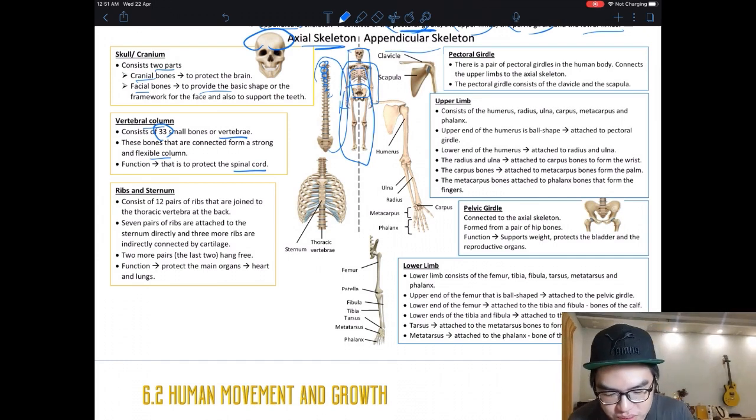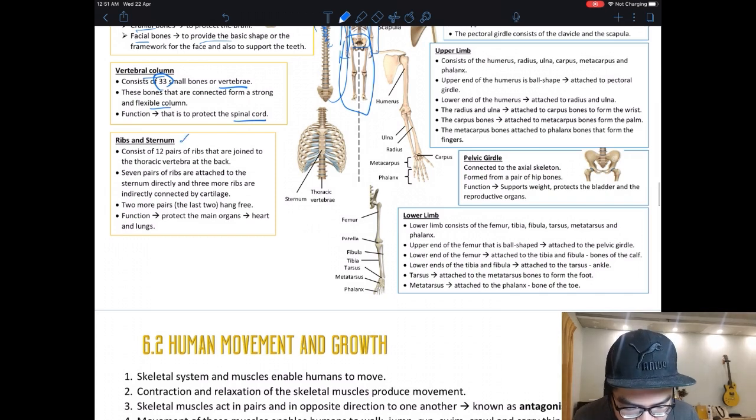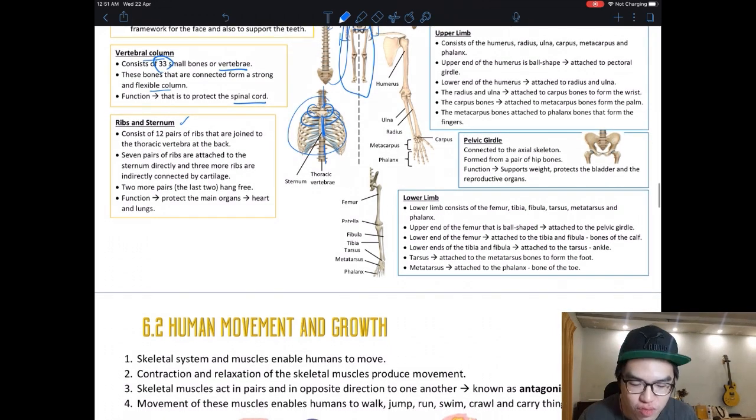And then you have your ribs and sternum. As I said just now, this is your backbone. At the chest area, it will extend out and then connect at the sternum. Like I said just now, it's like a rib. That's why we call it a rib cage. It's like a cage protecting your lungs and your heart. You have 12 pairs, and they are joined at the thoracic vertebra.